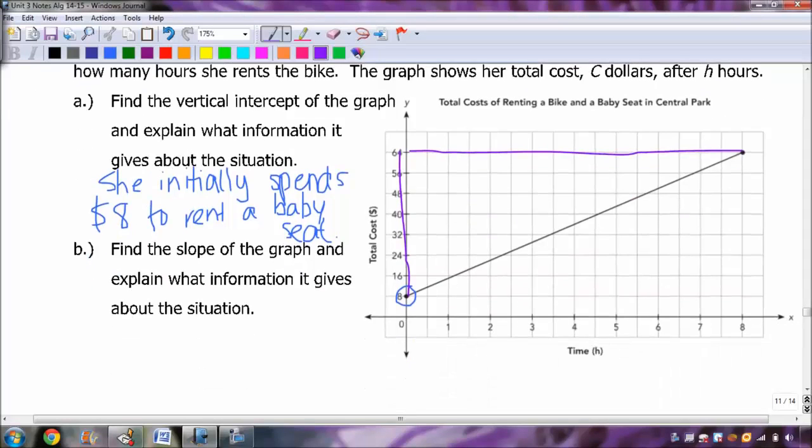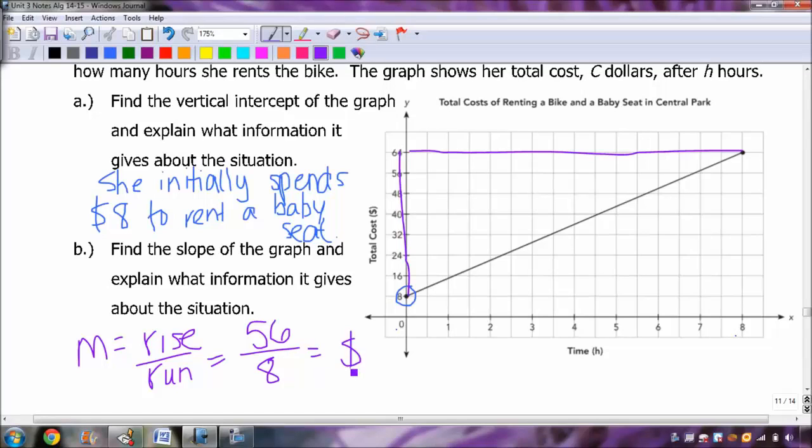Okay, so the rise would be from 8 to 64, which means it went up by 56. Okay, and then the run was from 0 to 8, so it went over by 8. So your answer right here is 7. Oh, sorry, we have to label our units. So $56, and this is 8 hours. So our answer is $7 per hour.